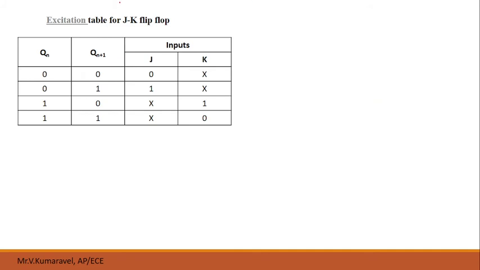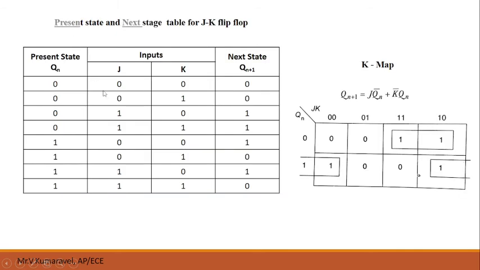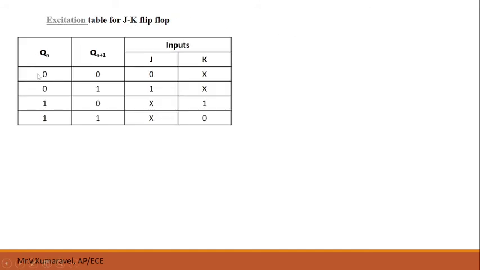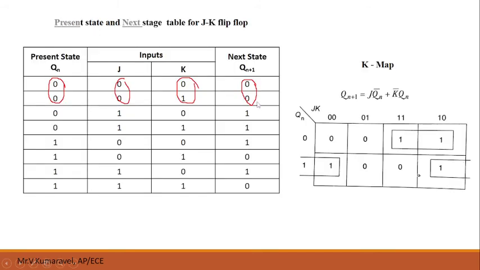So the excitation table we can write from the previous tabulation. When present state equals 0 and next state equals 0, what happens to J and K? So J is 0, but K is swapping between 0 and 1. Therefore we can write it as when your Q equals 0 and Qn equals 0, J is 0, but K is don't care. Right, it could be either 0 or 1.